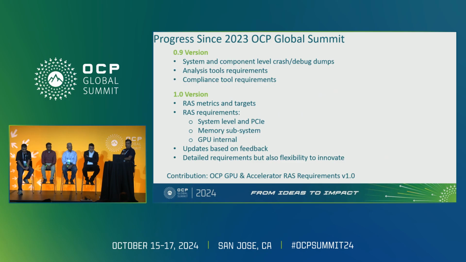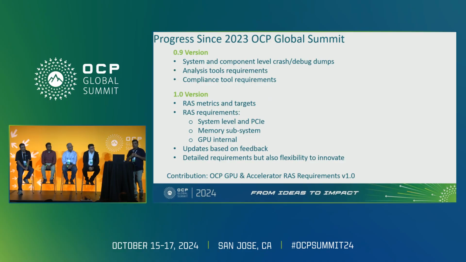And the 1.0 spec delves into more system level requirements like error containment. How do we handle error storms? How do we deal with uncorrectable errors? Okay, we're not going into details because of the time. And it also talks about memory level requirements.